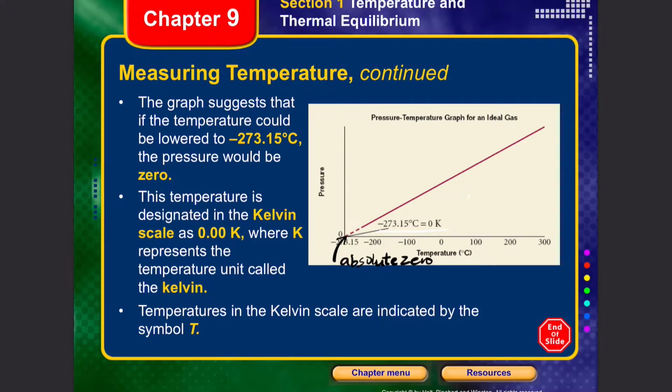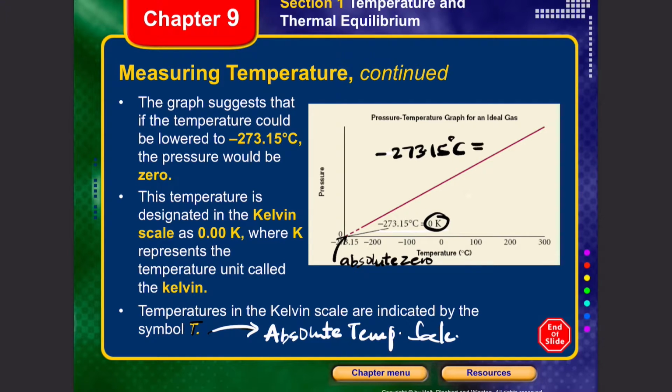That value is generally measured using the Kelvin scale. That's why the Kelvin scale is used as an absolute temperature scale. It is generally written with an uppercase T and is called the absolute temperature scale. So that's why negative 273.15 degrees centigrade becomes equal to 0 Kelvin.